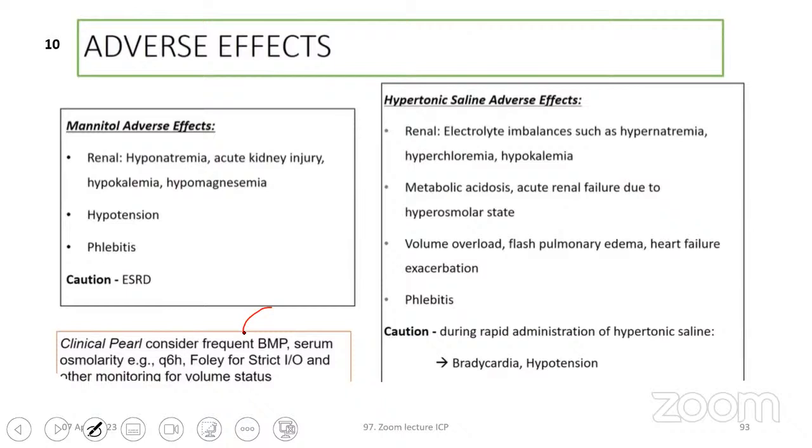What are the complications, the adverse effects, of hypertonic saline? Electrolyte imbalances, hypernatremia, hyperchloremia, hypokalemia. These are what we keep seeing in our ICU setups. Metabolic acidosis, acute renal failure due to hyperosmolar states, volume overload, flash pulmonary edema, heart failure exacerbations, phlebitis. One important point: during rapid administration of hypertonic saline, there may be bradycardia and hypertension, so we should be careful about that.